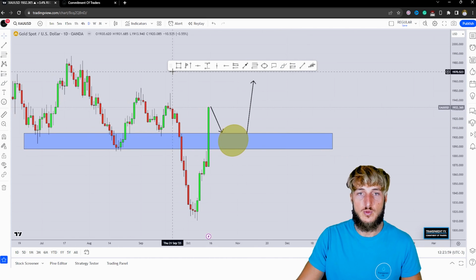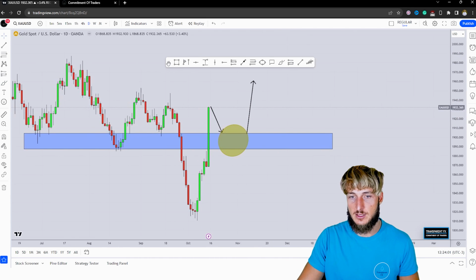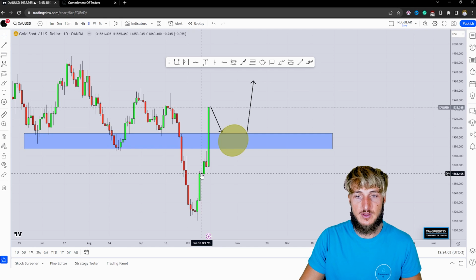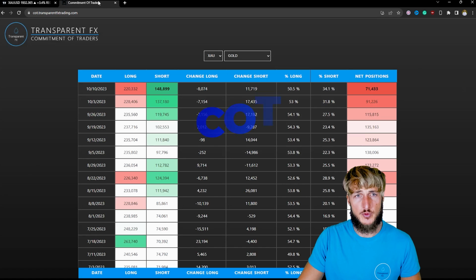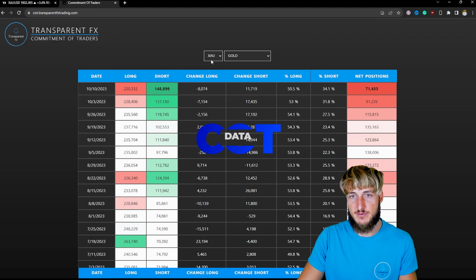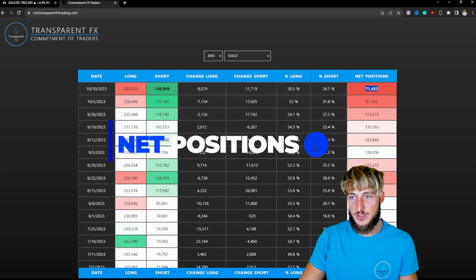Now, why do I expect institutions to start adding longs? Because they just created one of the most common manipulations. In fact, if we check the COT data for gold, what we can see is that with the last report, actually net positions got decreased.